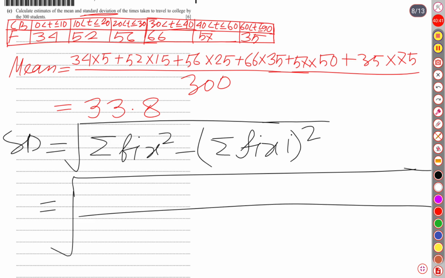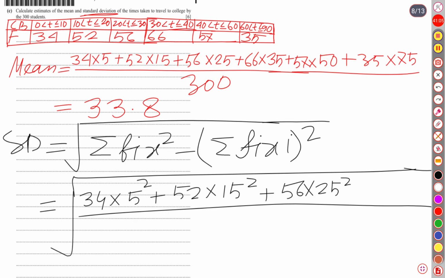Sum of fi x squared: the frequency will remain the same, only x will be squared. So it is 34 into 5 squared, plus 52 into 15 squared. Then the third frequency is 56 into 25 squared. Then the next frequency is 66 into x squared, x is 35, so 35 squared.